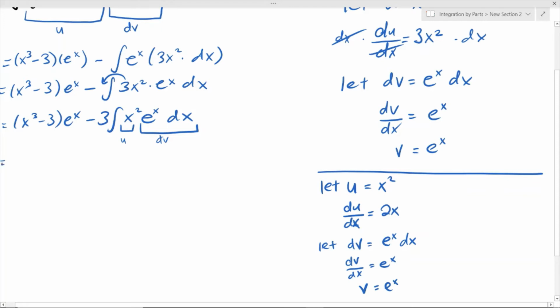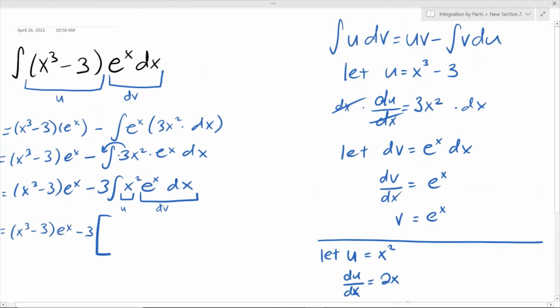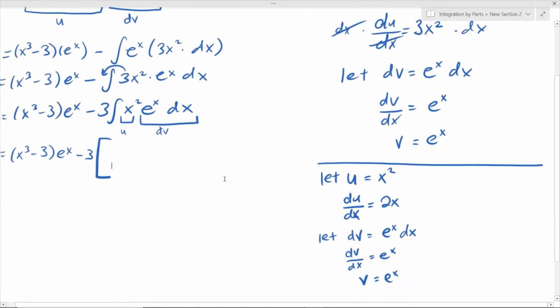So we need to copy this first. This part is -3, and then we're finding the integral of this. So I'm going to put it all in square brackets. So we have to sub in our u. Remember, from the formula, it's u times v. So I'm going to sub in our u and our v. So our u in this case is x squared. Our v in this case is e to the exponent of x. So x squared times e to the exponent of x.